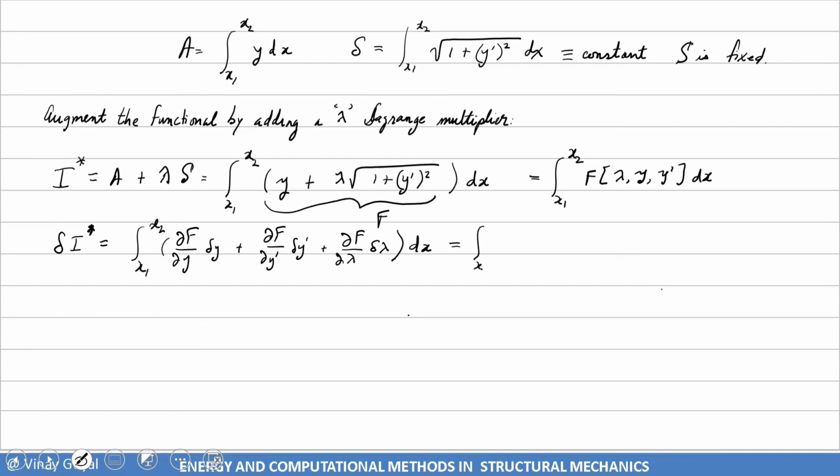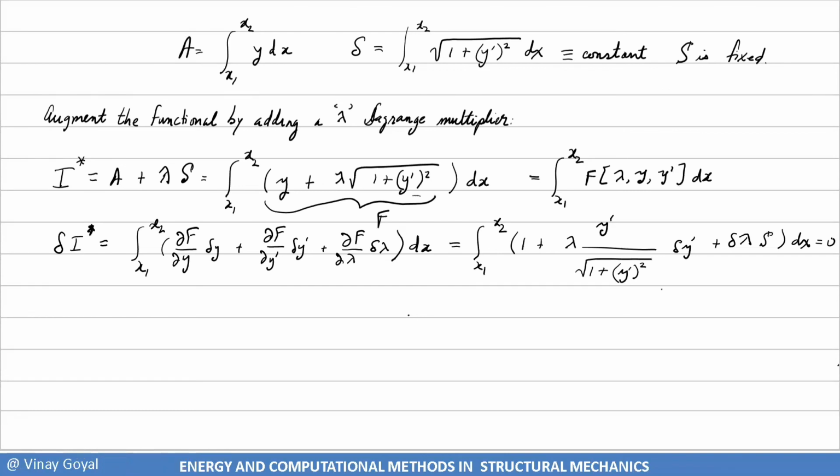And so that's equal to the integral from x1 to x2. And so now all I have is this derivative here, which is 1. And then it is easy to find the derivative with respect to y prime. That's simply lambda, and you can do it fairly quick, plus lambda y prime like that, del y prime. And then you have the constraint, which I'm going to call plus lambda del lambda s dx equals 0. And so the constraint equation is known.